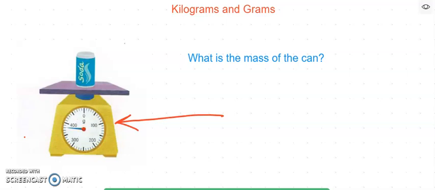So here we have 0 grams, here we have 100 grams, here we have 200, here 300, 400 grams. Okay, and as you see here, the scale points to this point, right? Exactly here, right? So what is the mass of the can? It's actually more than 300 and less than 400, right? But first, let's check what the small intervals stand for.